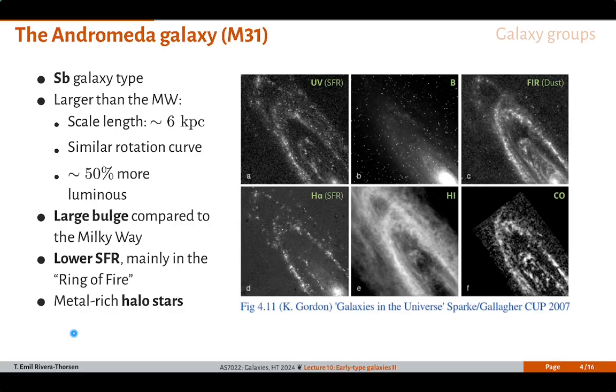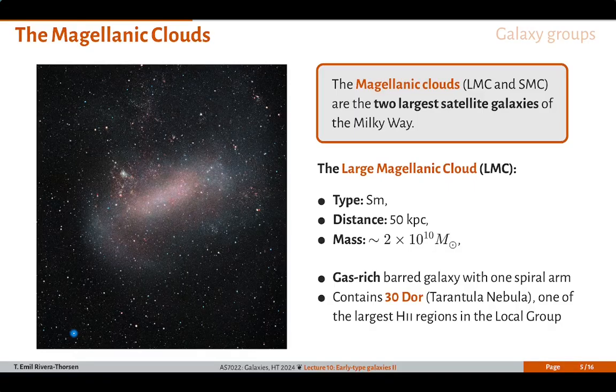Looking at our own satellites, the Magellanic Clouds, we can start by taking a look at the Large Magellanic Cloud. The Large Magellanic Cloud is a spiral galaxy as well. It has a small bar, but it's also quite strongly disturbed by the interactions with the Milky Way and the Small Magellanic Cloud. It is about 50 kiloparsecs away from the solar neighborhood of the Milky Way, and it has a mass of about 2 times 10 to the 10 solar masses.